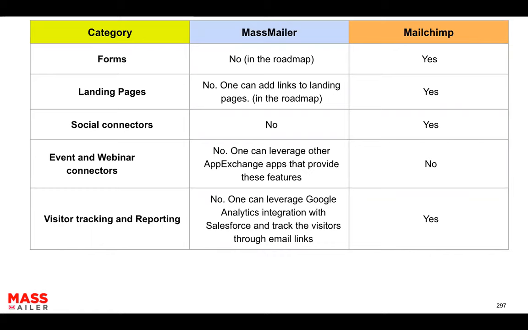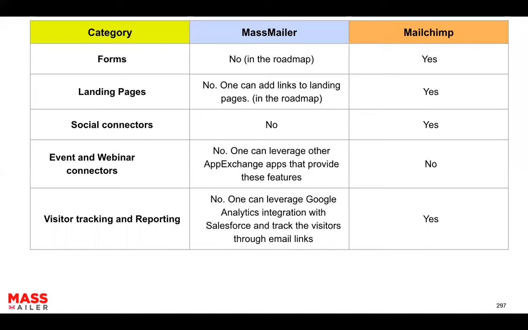Forms, we currently do not support. Mailchimp does support forms, landing pages. MassMailer does not support landing pages right now, but you can certainly add a link in the email. But we do have that in the roadmap, meaning landing pages would be part of MassMailer in the future. Mailchimp does have the landing pages feature.